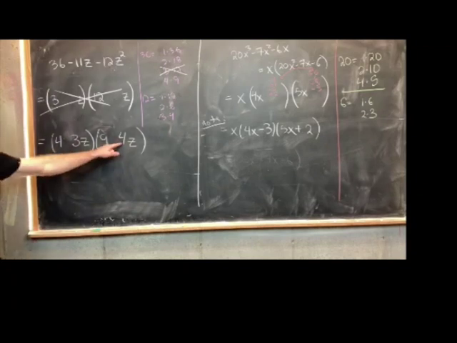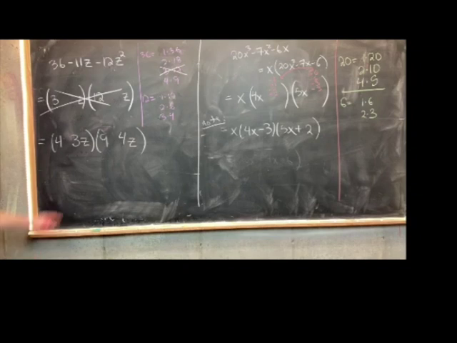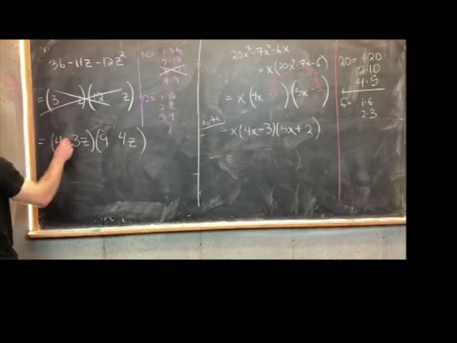So 4 times 4 is 16. 3 times 9 is 27. That's going to work. So notice that 27 minus 16 is 11. So that means I need the 27 to be negative because I have negative 11 there. So I can make this negative and this positive.